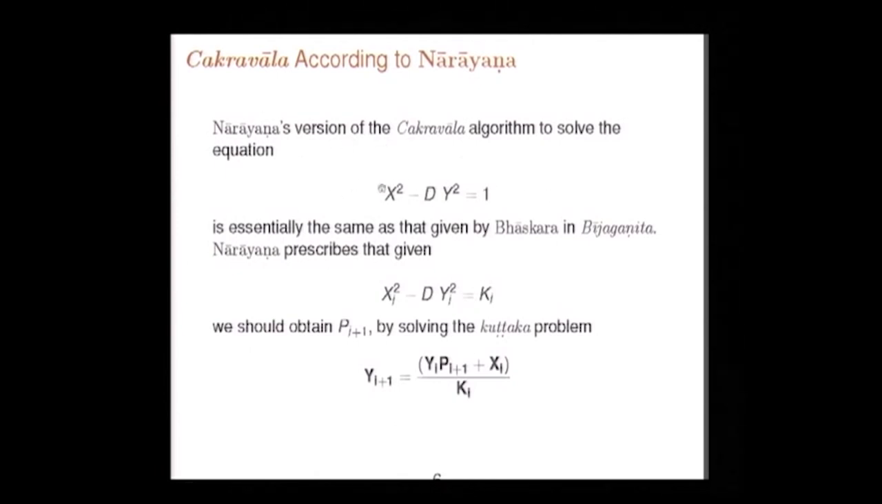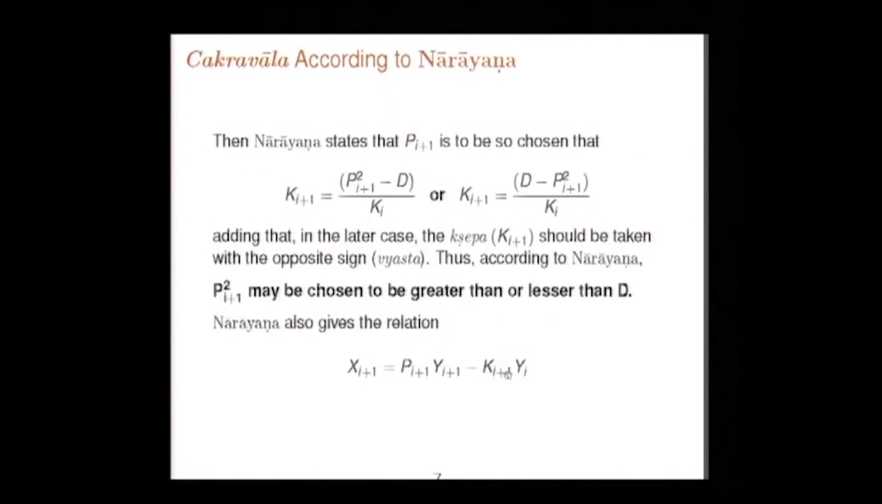So again, we want to solve the equation x squared minus d y squared equals 1. So in the step x_i squared minus d y_i squared equals k_i, you want to obtain p_{i+1}. You obtain p_{i+1} by solving the Kuttaka problem, y_{i+1} equals (y_i p_{i+1} plus x_i) by k_i. So p_{i+1} and y_{i+1} are not known. y_i, x_i and k_i are already known integers. So there are two unknowns. It is a standard Kuttaka problem.